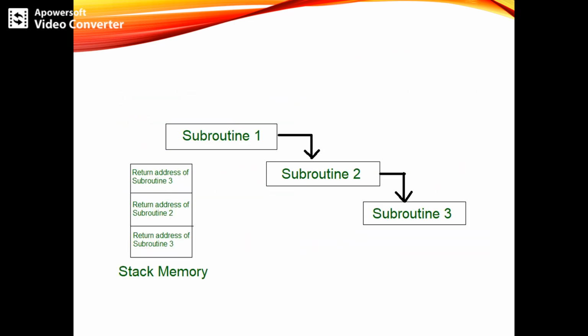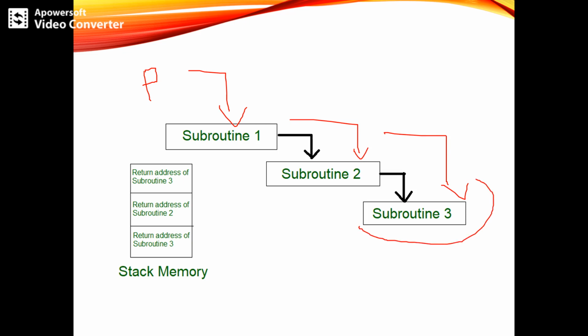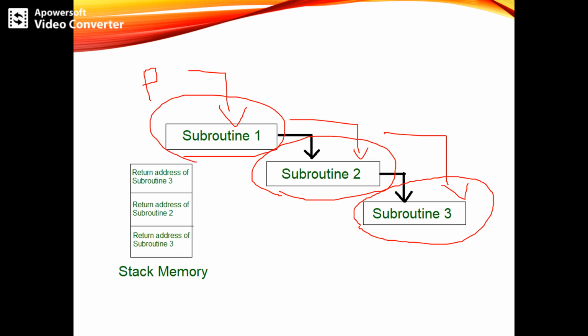So here we can observe that the main program calls subroutine 1, and subroutine 1 makes a call to subroutine 2, and subroutine 2 will call subroutine 3. Once the execution of subroutine 3 is completed, we can continue with subroutine 2, and after that subroutine 1. So here how can we store the return address? Initially the return address of subroutine 3, next comes the return address of subroutine 2, and next comes the return address of subroutine 1.